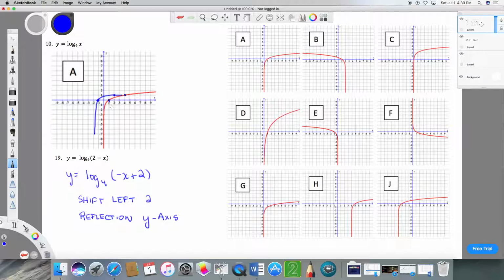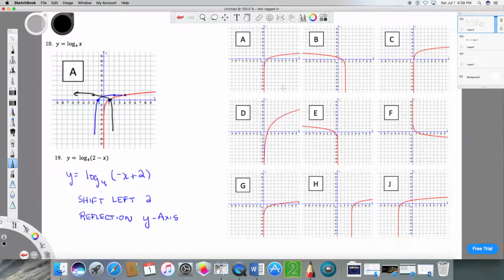Well, now to reflect this across the y-axis, what were negative x's become positive x's. So (-1, 0) comes back to (1, 0), but this (2, 1) becomes (-2, 1), and we see that we're going to be looking for a graph that looks something like this.